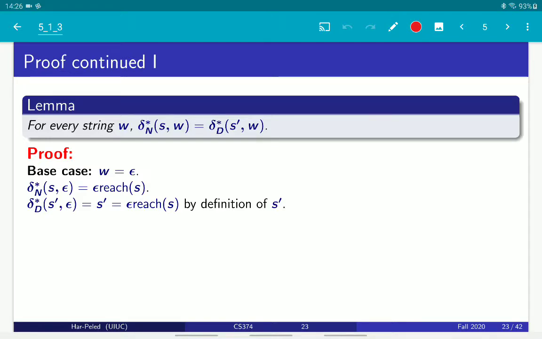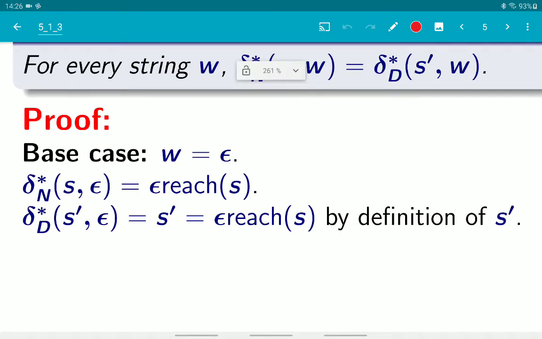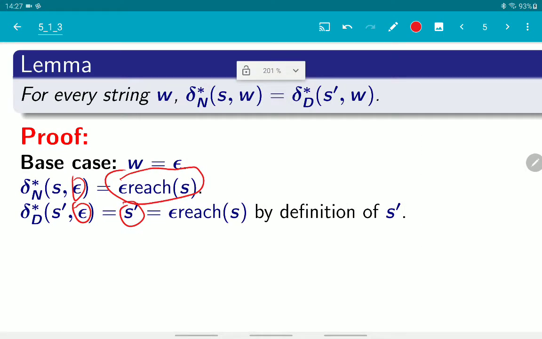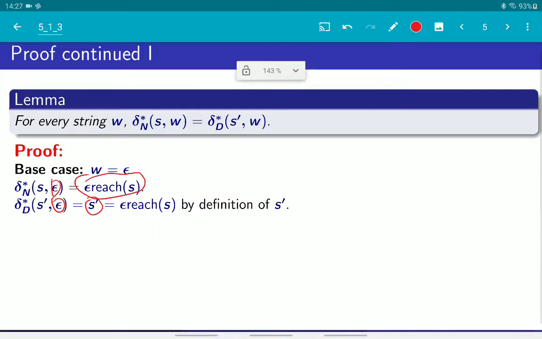So we're going to start with the empty string as our base case. And of course, there, the transition function of the NFA on the empty string is just going to be the epsilon reach of S. Similarly, for the DFA, feeding the DFA epsilon keeps it in the current state, which is S prime, but S prime by definition was the epsilon reach of S. So they are both equal, right? So that proves the base of the induction.